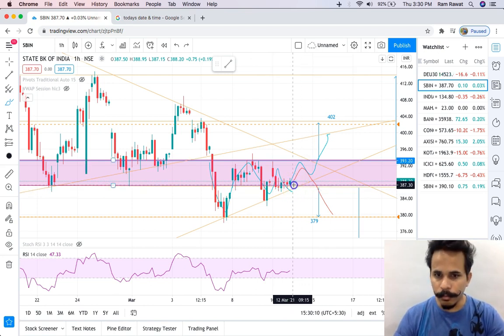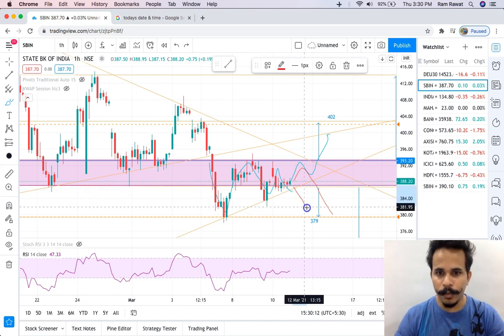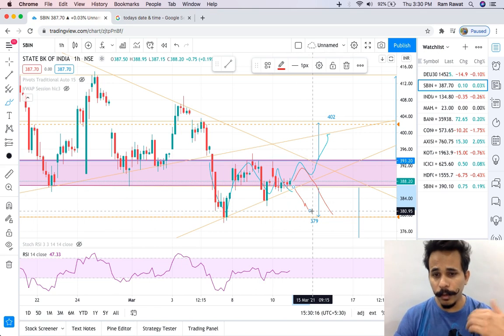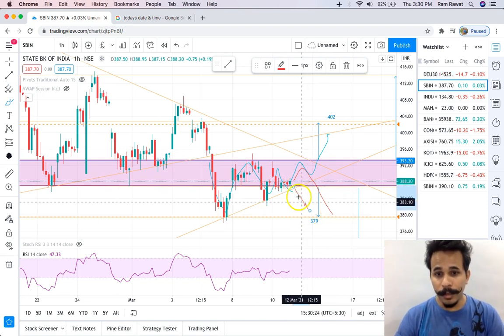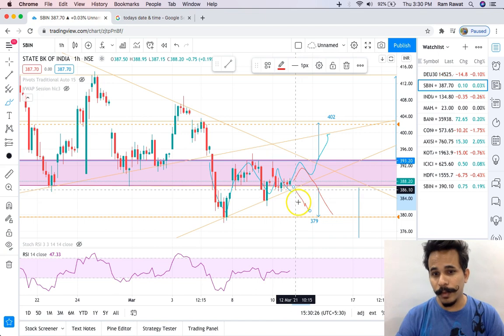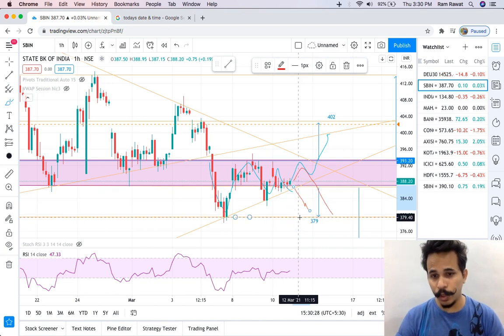Maybe tomorrow the market opens and it breaks out from here towards this side. Then you'll have to understand, if it is breaking this proper trend line, then it is going down, and if it is going down, then you have to book your profits from this level to this level. That is like stage 1.